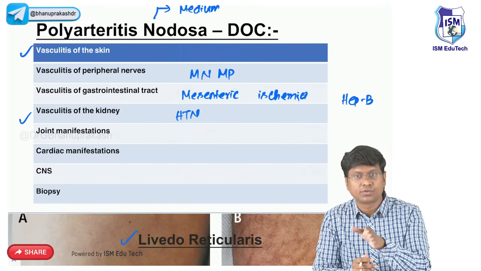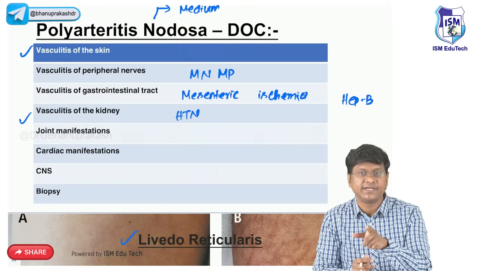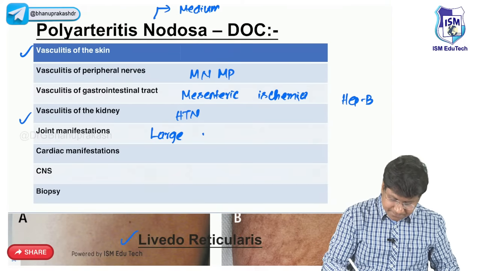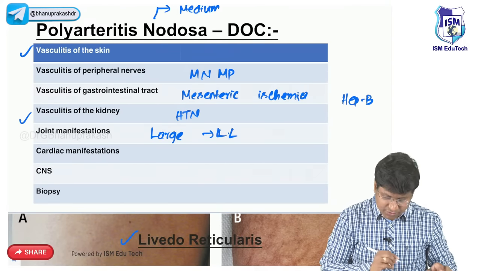Then there is also joint involvement. But which particular joints are involved? Again, it is the large joints of the lower limbs. Right? Large joints of the lower limbs.